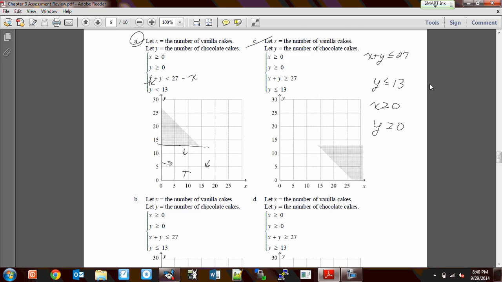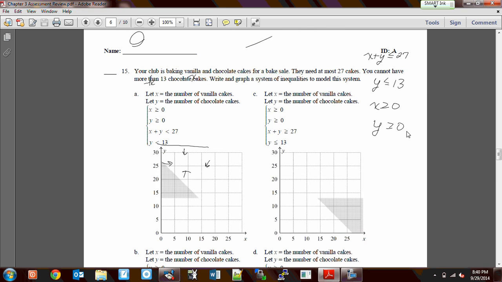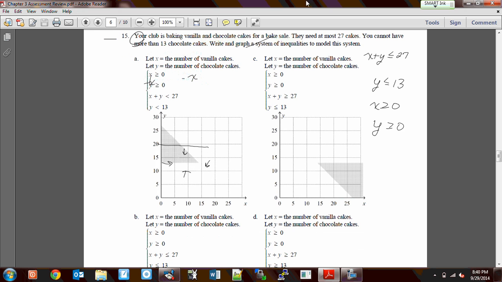So the important thing for this one is knowing how to set up the equations. We wanted at most 27 cakes, so X plus Y has to be less than or equal to 27 because we don't want any more than 27. Then it says you cannot have more than 13 chocolates, so Y is less than or equal to 13 because we can't have any more than 13. And of course, X is greater than or equal to 0, Y is greater than or equal to 0 because you can't have a negative number of cakes.